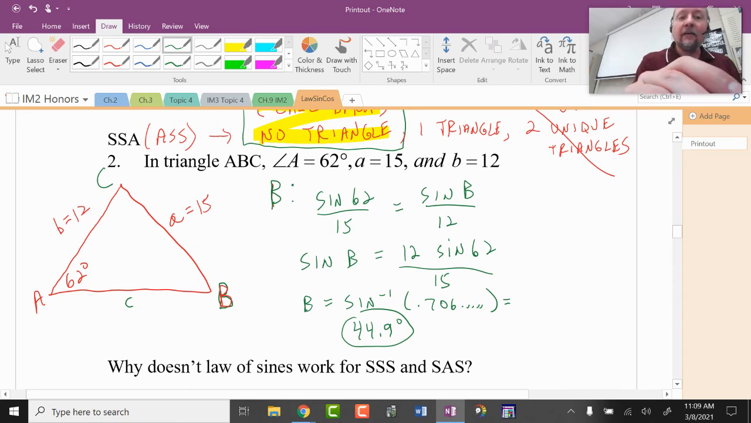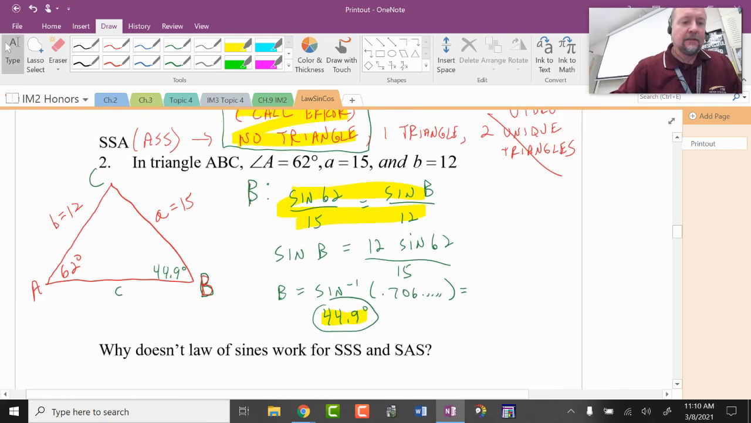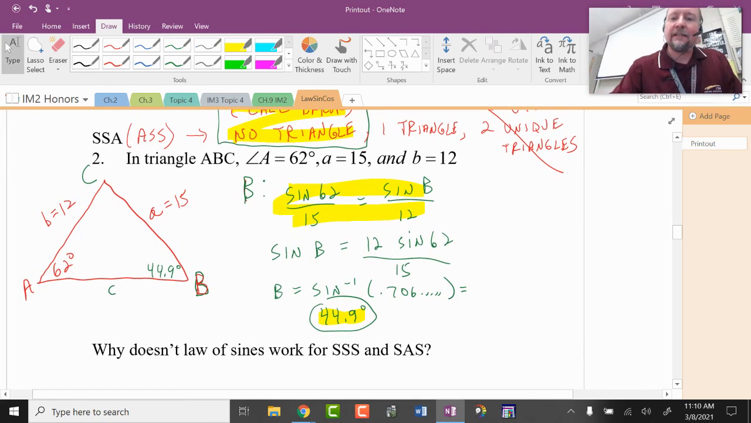Again, for work, I'm totally fine if you only wrote this and the answer. I don't need to see all the rest of this. Do understand that. Then 44.9 goes here. Then the very next thing is 180 minus. So don't be using the law of sines for angle C. Angle C, you already have your two other angle measures that you need.